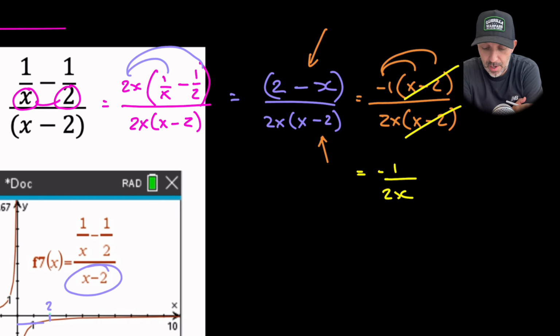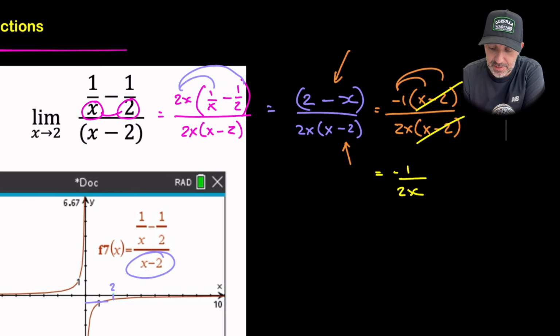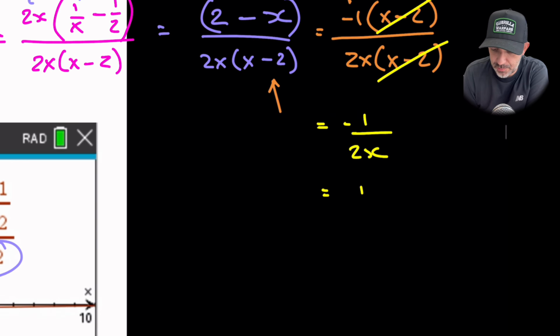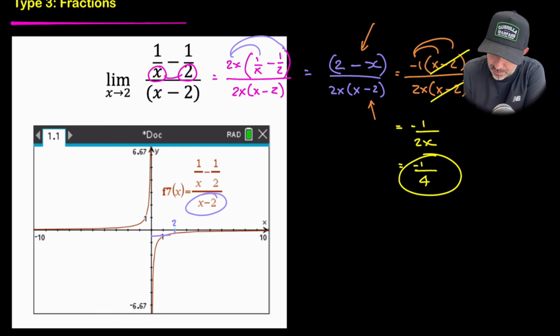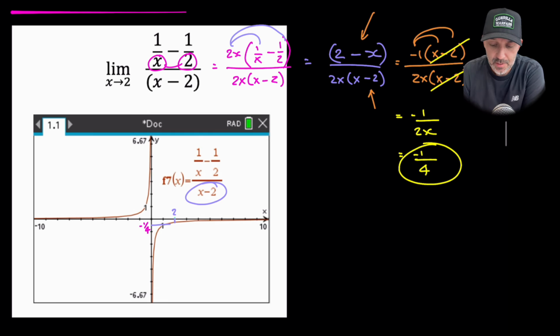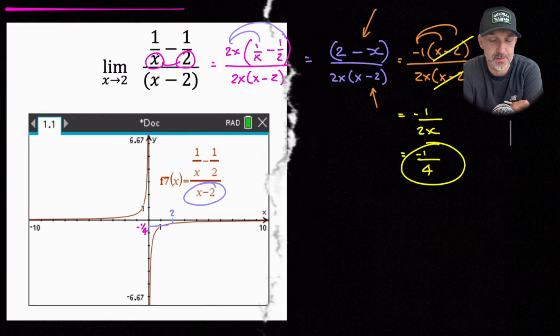Okay, now if you are able to substitute 2 into this, which I can, and it doesn't create 0 on the bottom, then that's what I'll do. So I'll substitute 2 into this. 2 times 2 is 4, so it's negative quarter. You can't see from the graph there, but that would actually be minus 1/4 there. Okay, so that's our technique when we have fractions.